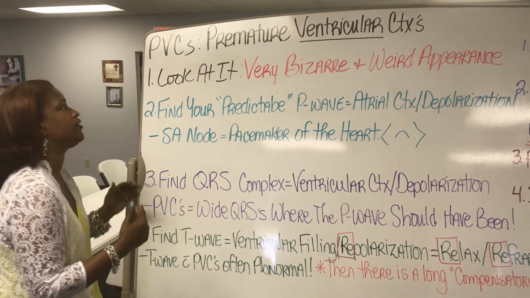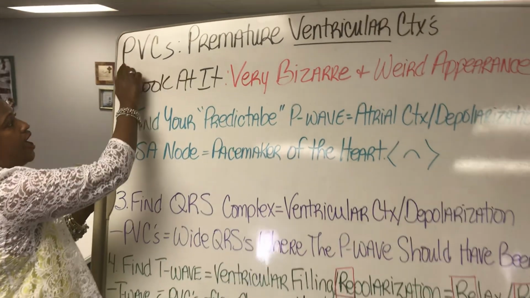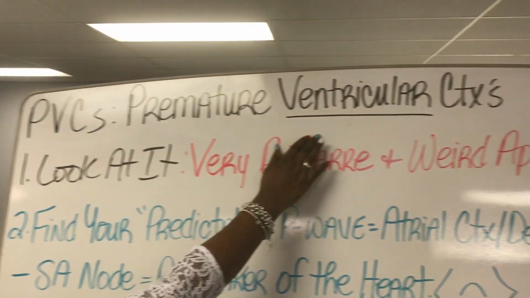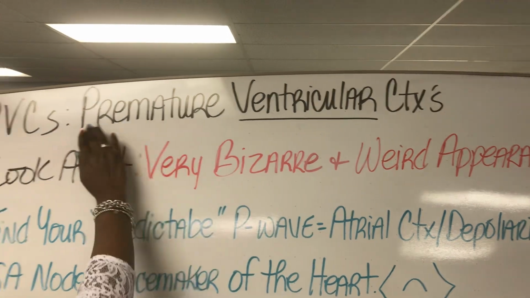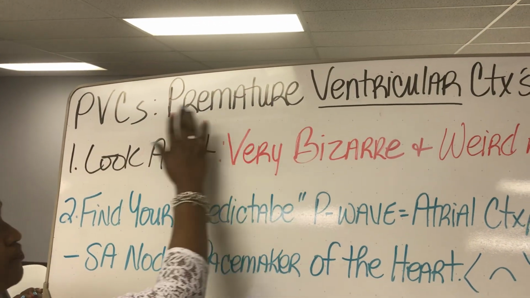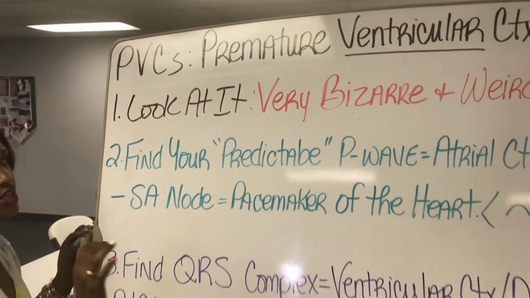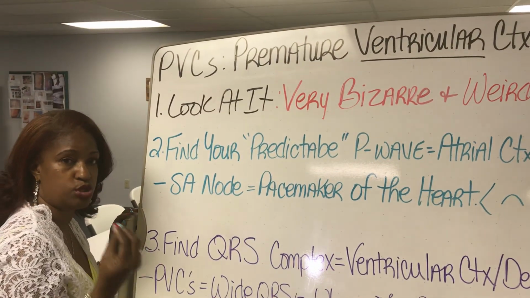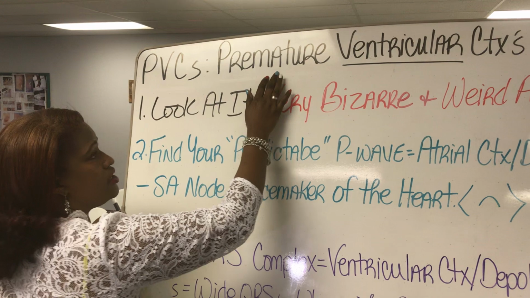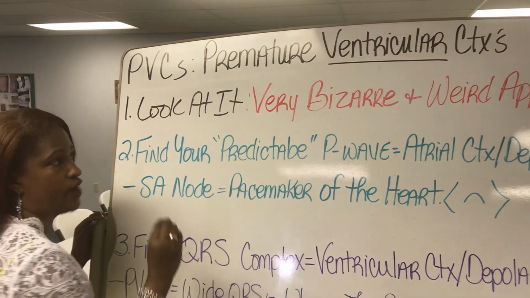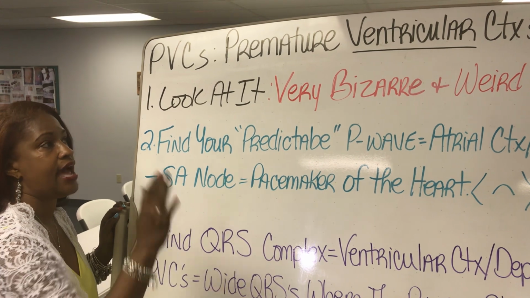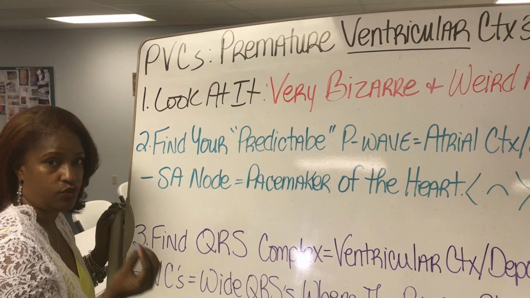So we're gonna actually teach you with the board and some interesting things we're doing today on PVCs. So if you come with me, you will see that PVC stands for premature ventricular contractions. The word premature is a big deal because if you think of a premature baby, that baby has come too early. This premature ventricular contraction has also come too early. It has come where a P wave would have been.